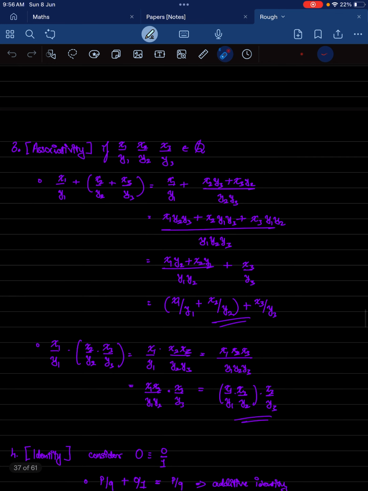Now moving on to associativity, this is a bit tedious, but please bear with me. Let's start with something simple. Look at this. Now this part in the parentheses can be added up and written as this. This is by the definition of rational addition. And now applying the same definition of addition again, it will become this as the numerator and over here this as the denominator. Now the next thing I'll do is subtle algebraic manipulations.